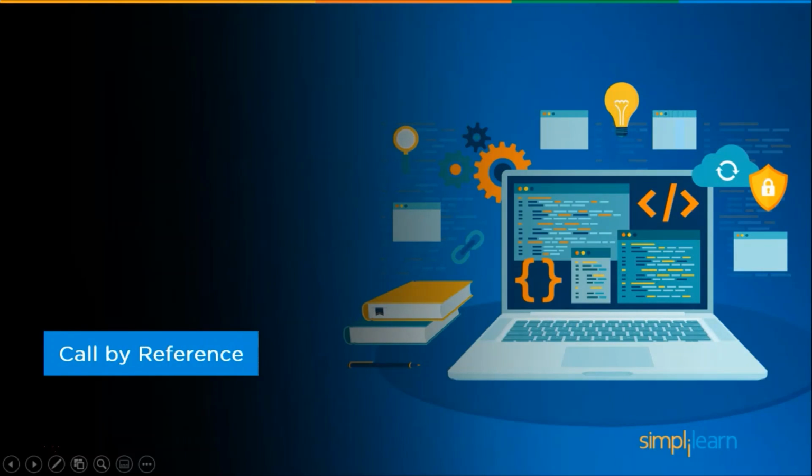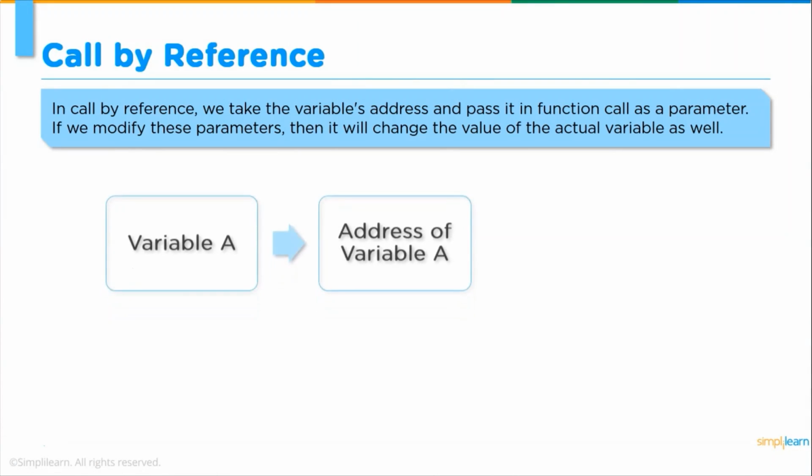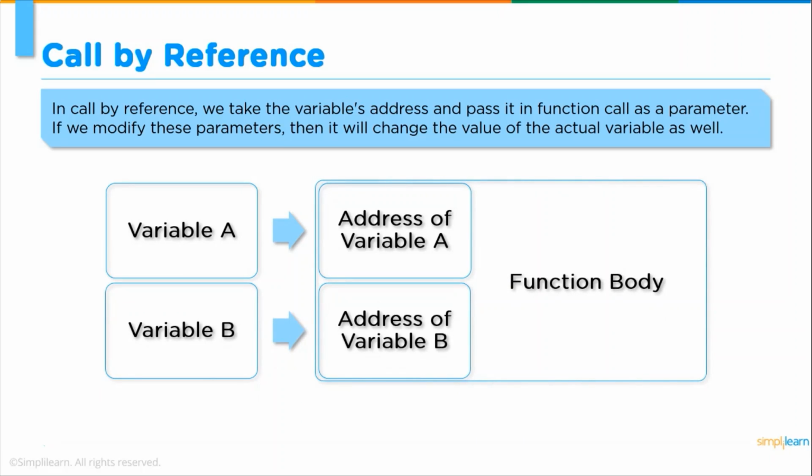Next, call by reference. In this, we call a function, but this time we pass the variable's address as parameters. In this situation, actual variables will get passed into the function as parameters. If we modify these parameters, it will modify the actual variables even outside the function scope. Let's try implementing it in the code editor.